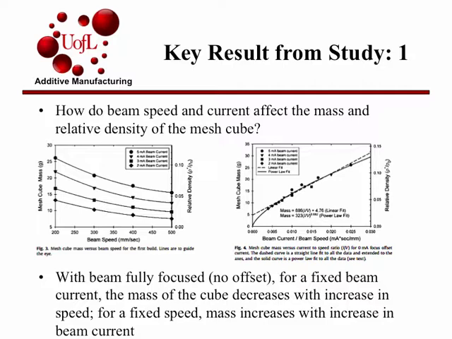On the right, the same parameters were compared with a ratio of the beam current over the beam speed, and it may be a little more difficult to see, but with an increase in beam current, there will generally be a linear relationship of increase in mass and relative density.